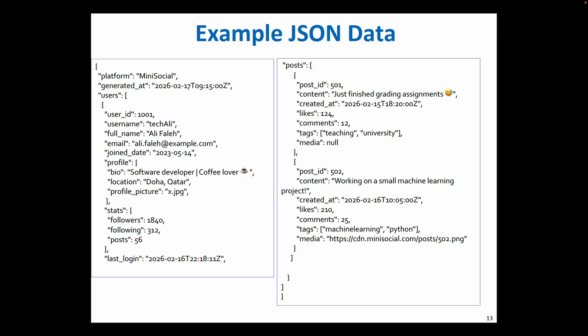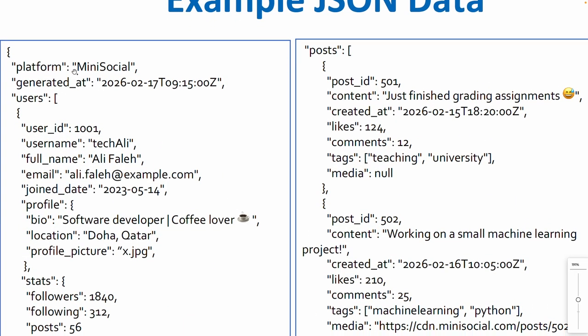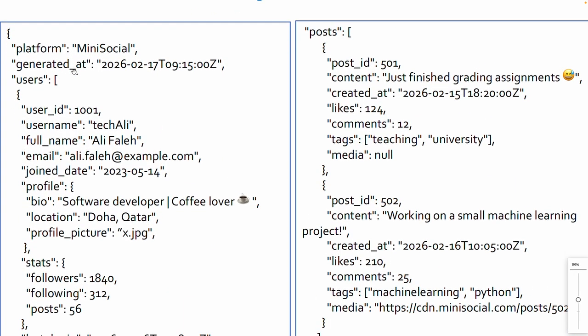Now, here is an example that I created, which might be useful for your course project. So here you see an example JSON data for a social media platform. Assuming that I have this social media platform and I want to keep this data in a JSON format, which you will do in the first phase of your project. So let's look at this part.